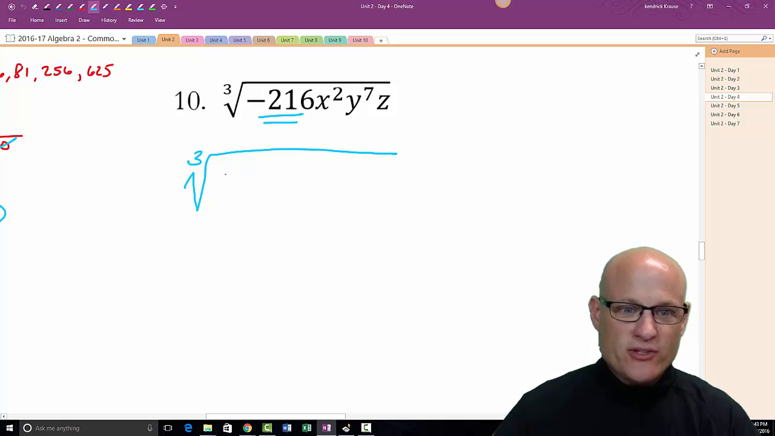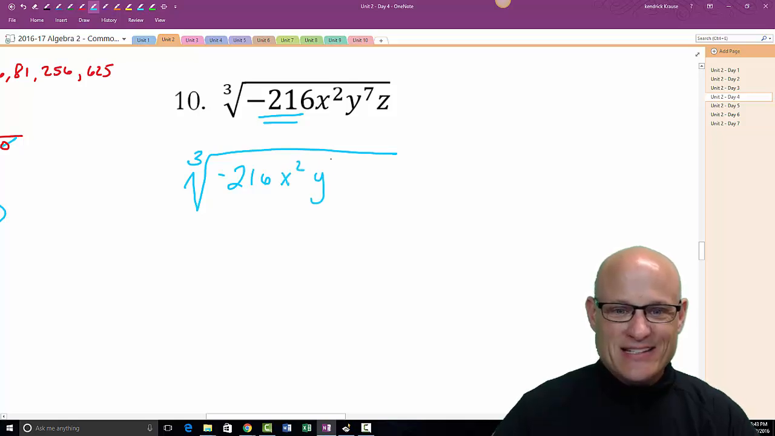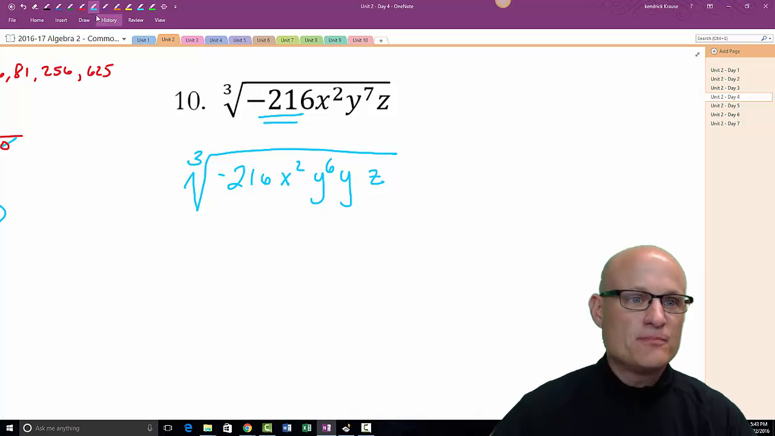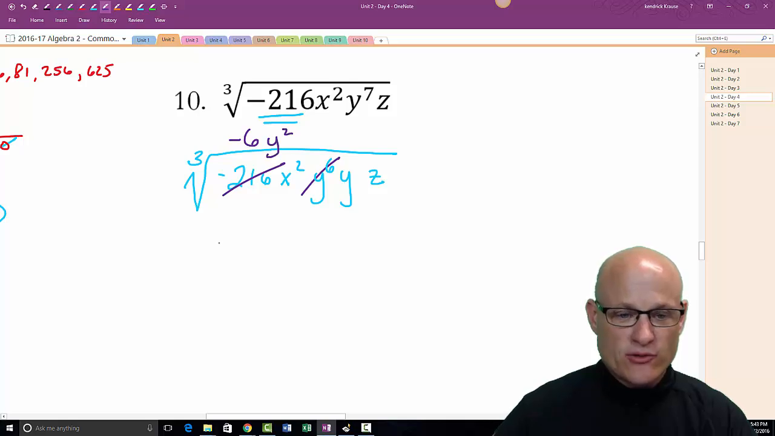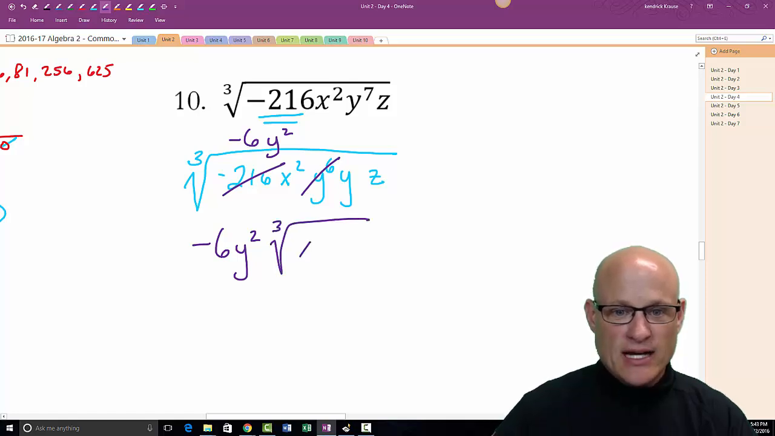Negative 216 is a perfect cube. X squared, can't do anything with it. Y to the 6th, and then z I can't do anything with. So, back to purple. The cube root of negative 216 is negative 6. And this has 2 groups of y, so it's y squared. So it's negative 6 y squared, cube roots of x squared y z.